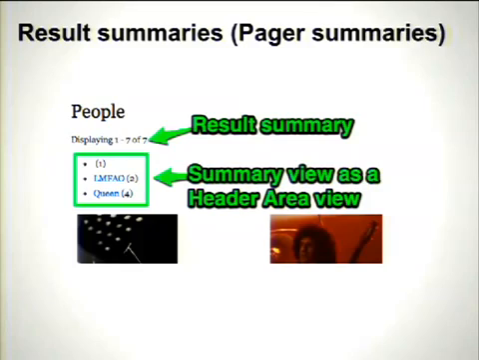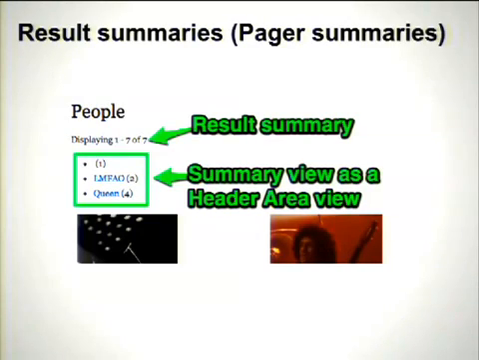Result summaries. We looked at a screenshot of this at the beginning. I only just discovered this feature in Views, so that's why I wanted to include this. Maybe everyone else knew about it already. But it allows you to add a little bit of text along the lines of this here, displaying 1 to 7 of 7. It's distinct from a summary view, despite having a similar name, and I've highlighted the difference here between a result summary and a summary view.